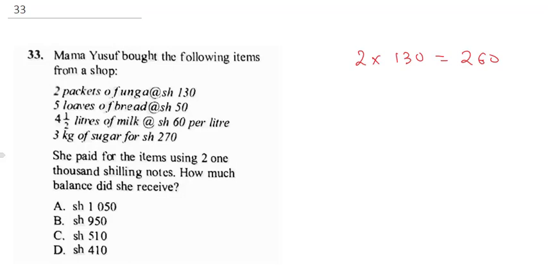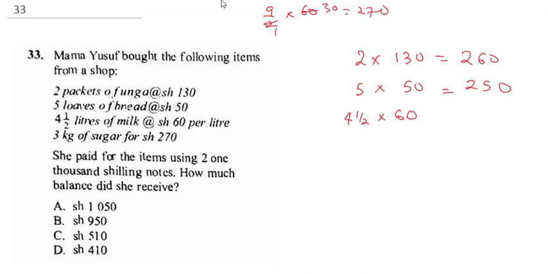Now, 5 loaves of bread at 50 shillings for each of the bread is going to give us 250. Now 4.5 liters of milk at 60 shillings per liter, that's 60 times 4.5. 4.5 is the same thing as 9/2 multiplied by 60. So 2 into 60 is 30. So you are going to get 270. So this is going to give us 270.